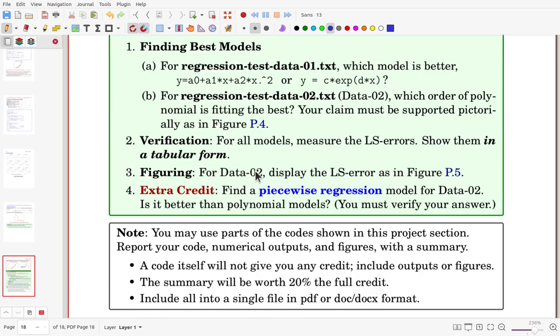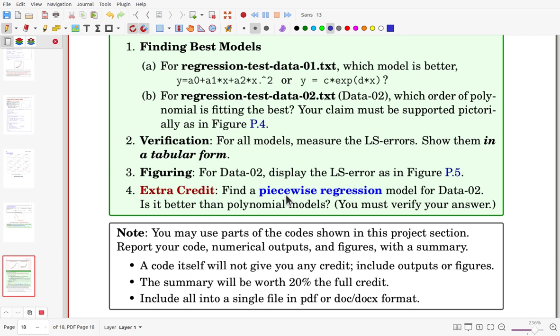Is it better than polynomial models? So you can measure the error when you do this way. Then you can measure the error, and when you are using the polynomial fitting, you already know the errors, and then the error from this piecewise linear fitting, you can compare so that you can claim which one is better. Okay?